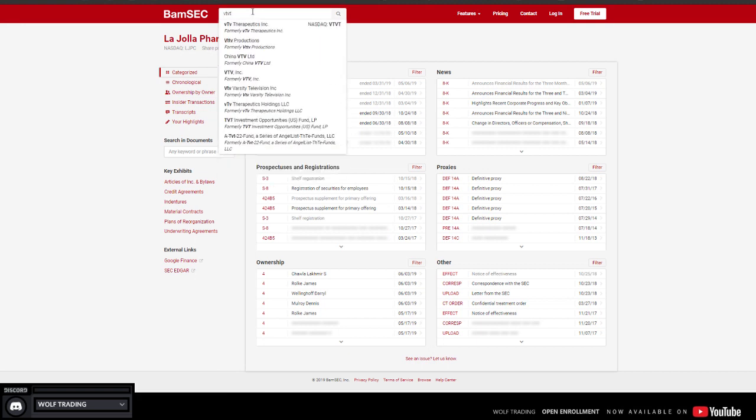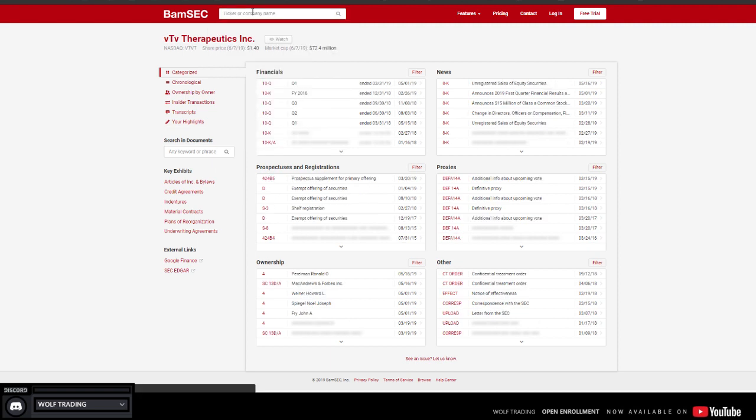Now this is the same process. It's repetitious, but you're going to get familiar with it if you want to understand how the direct offering process works. Okay, so VTVT, market cap 72.4 million, closed on Friday at $1.40. Right here at the prospectus and registrations, this is what we're looking at.